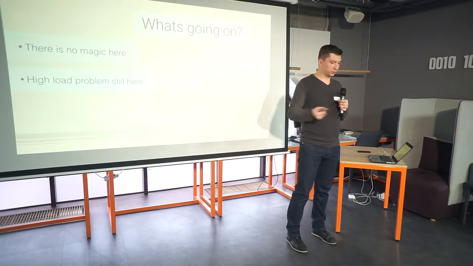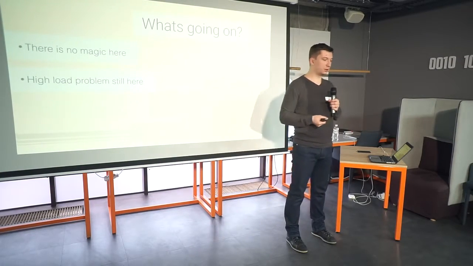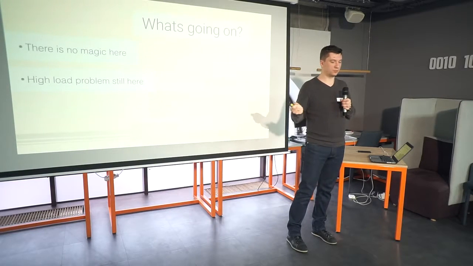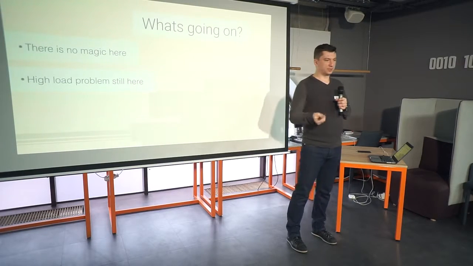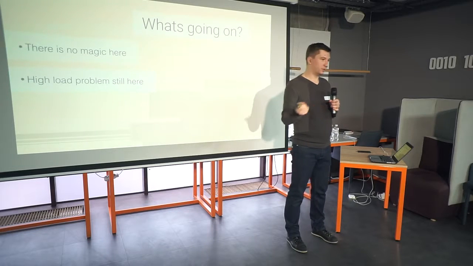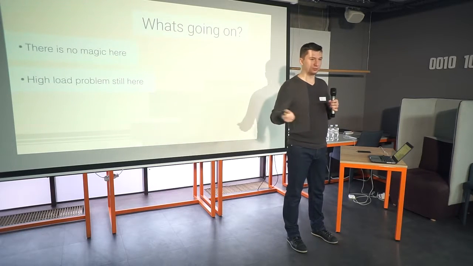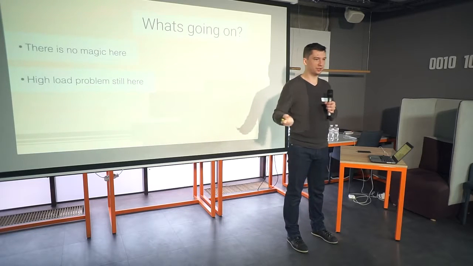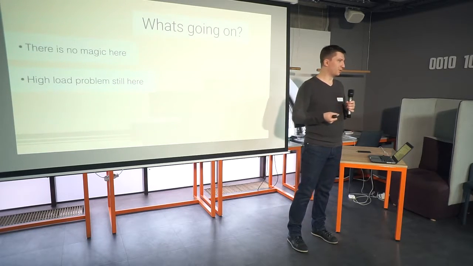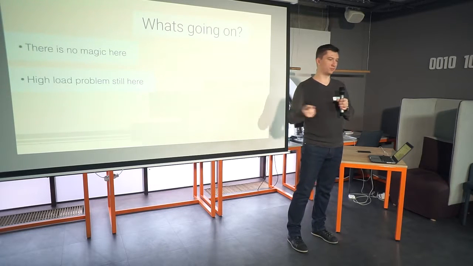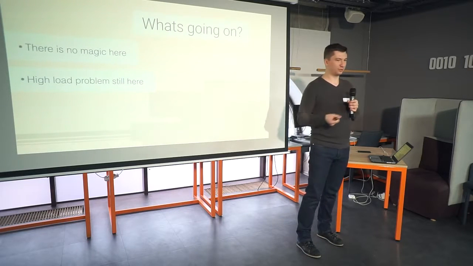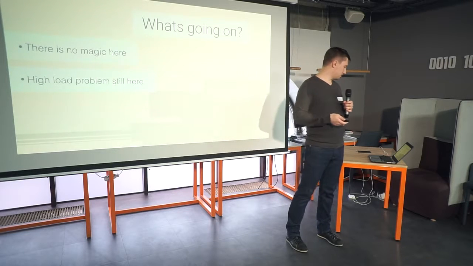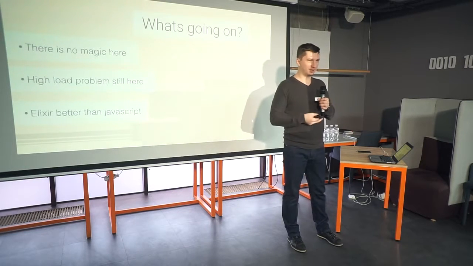The problem with calculation and high loading is still here. There is no way to run something faster than it can be run. If we need to multiply two numbers, we just need to multiply these two numbers, and the algorithms are still here. So we can't rewrite everything from Ruby to Elixir and say that it will be much faster or much better than previously. And the third thing is that Elixir is not JavaScript. That's a benefit of it, I believe.